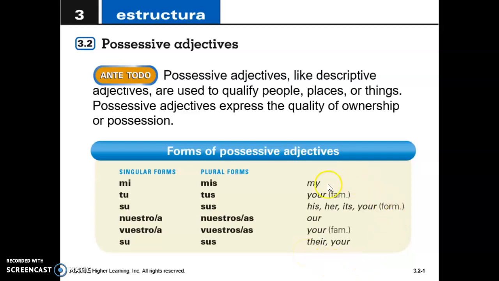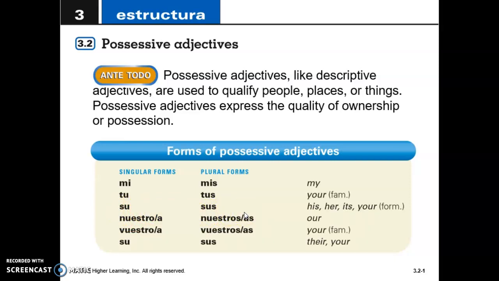The main difference in here is that we use singular form and plural form. So if we're talking about one thing that belongs to me, let's say a book, I'm going to say mi libro. I'm talking about one book. If I'm talking about more than one book, like two or more, I'm going to say mis libros. Okay? Let's keep that example of the book. Tu libro, tus libros. Su libro, sus libros.